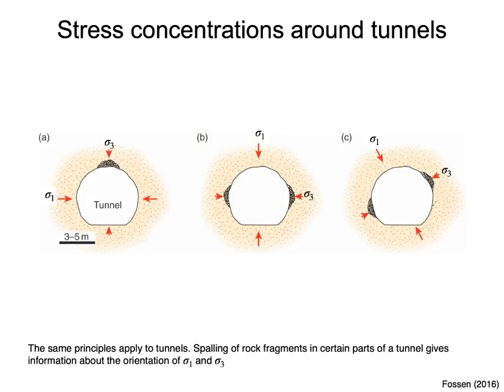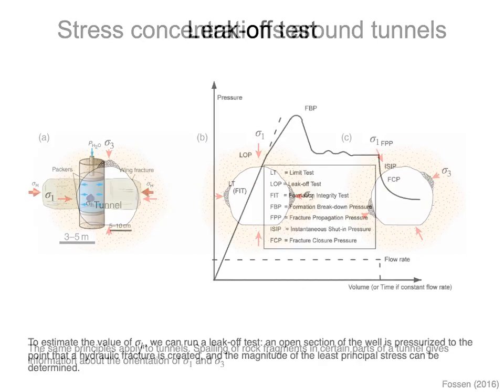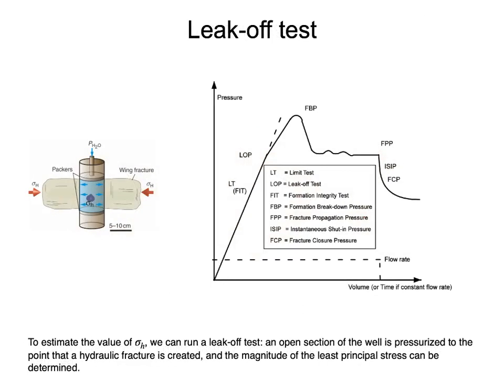The same principles apply to tunnels. Spalling of rock fragments in certain parts of a tunnel gives information about the orientation of the principal stresses, sigma 1 and sigma 3. What about the magnitude of the minimum horizontal stress, sigma h? To estimate the value of this stress, we can run a hydraulic fracturing test called the leak-off test. In this test, an open section of the well is pressurized to the point that a hydraulic fracture is created, and the magnitude of the least principal stress can be determined.